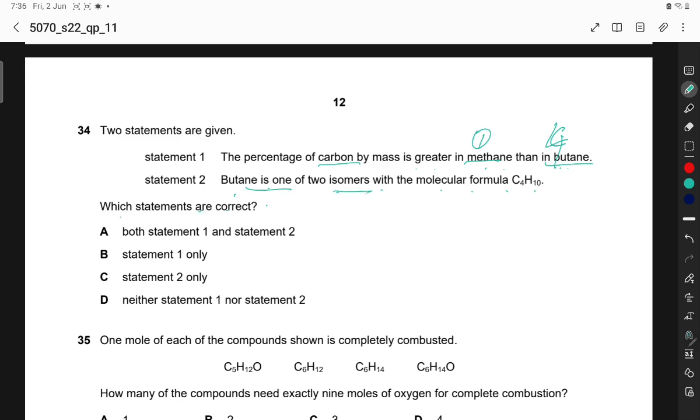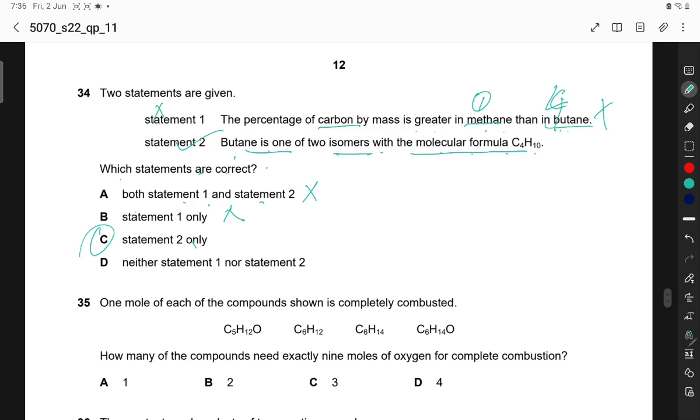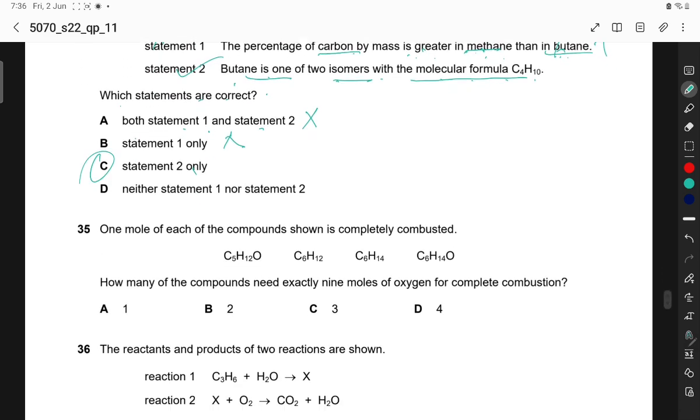Butane is one of two isomers with the molecular formula C4H10. This is a correct statement, and yes, it has two isomers. The first statement is incorrect. Both statements incorrect? No. Statement 1 only? No. Statement 2 is correct. Statement 1 is incorrect because the percentage of carbon by mass in methane is lower than in butane.